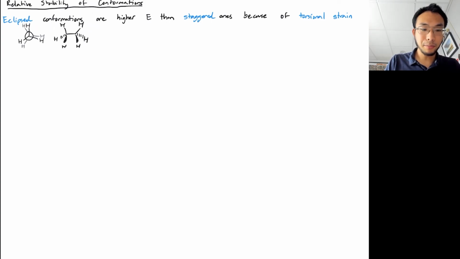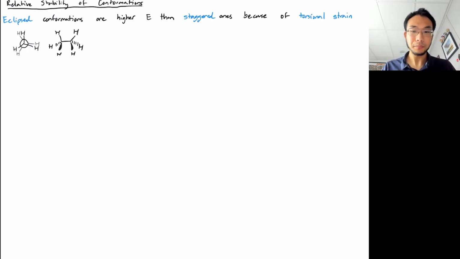An eclipsed conformation looks like this. When we say eclipse, what we're saying is that we've rotated the back atom in my drawing here such that it's lined up with the front group. So I've rotated around the bond such that the groups on the back atom are now in line with the groups in the front. That looks like this from the side view, so it has the two hydrogens like this in the plane. That's called an eclipsed conformation, and it's higher in energy.